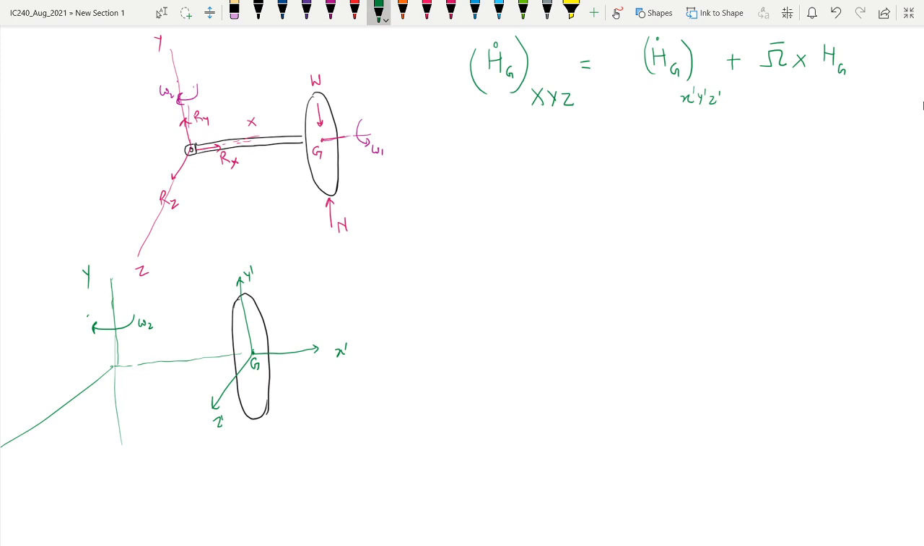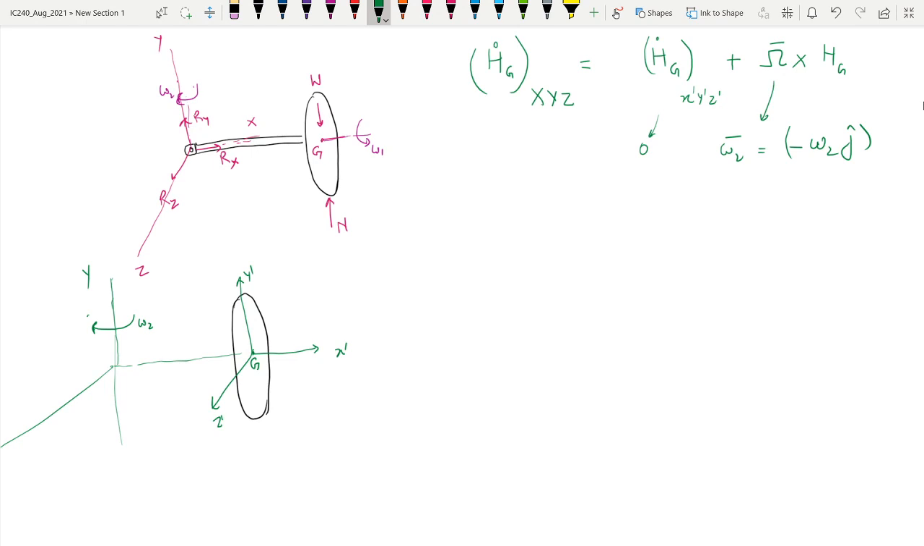Now from this x prime, y prime, z prime, this body has got a constant angular velocity, and therefore this rate of change of angular momentum is 0, right? And this is a principal axis, everything is nice. So the rate of change of angular momentum about x prime, y prime, z prime is 0, and this omega is your omega 2 vector, which is more specifically minus omega 2 times j cap. So this is minus omega 2 times j cap.